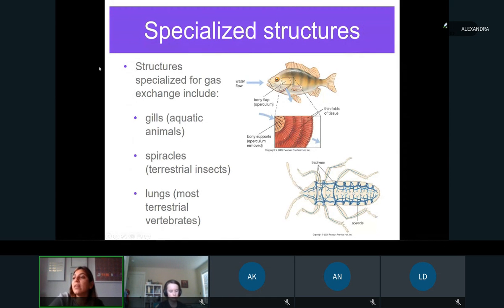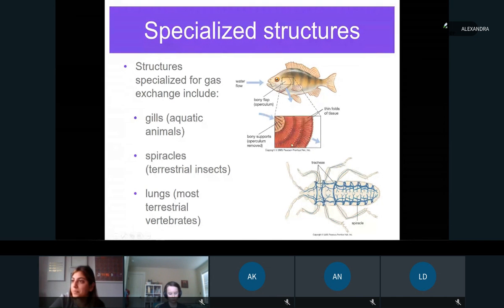So when we have gills, these are aquatic animals. So these are the gills, right? We know that there are these folds right here by the ear, right where the ear would be, over on the side. There are these bony flaps, and there are these thin folds of tissue creating this gap, covering up this gap and allowing, and this is how they filter in the oxygen through the water.